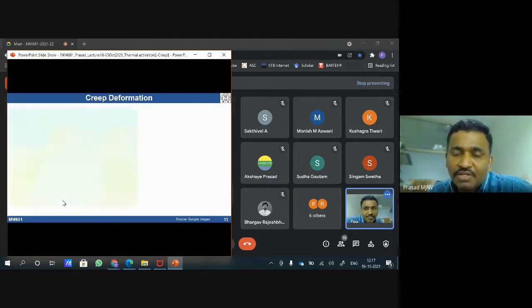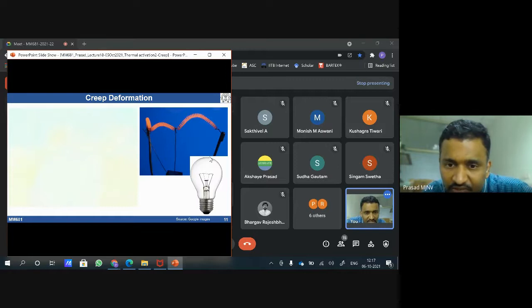Another important application of creep deformation: nowadays we do not see many incandescent bulbs, but some places still use them. Incandescent bulbs have a filament. Why do you have to understand creep deformation of this? People have spent time understanding the creep deformation behavior of incandescent bulb filaments. First of all, what is this filament made of? Any idea?